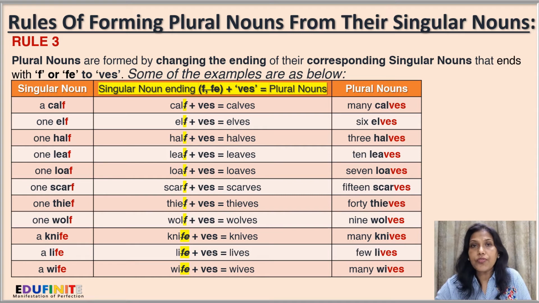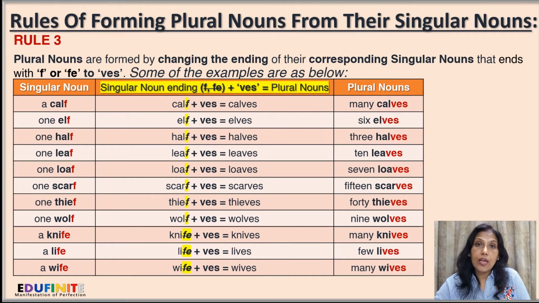Now we come to knife that ends with fe. Now we remove that fe and add ves to it to make its plural form knives. So we have a knife, that's singular, and many knives, that is plural. Similarly, life, wife, these two also end with fe. We have to remove the fe and add ves to it to make its plural form, lives and wives.